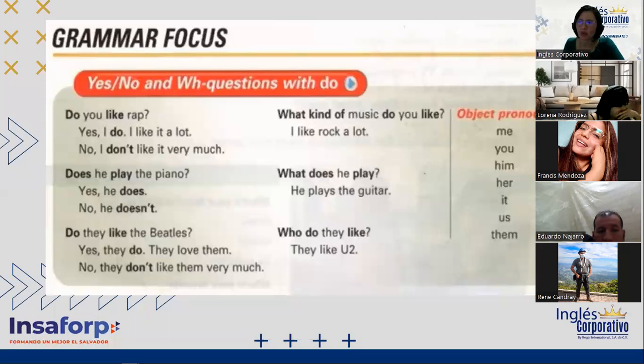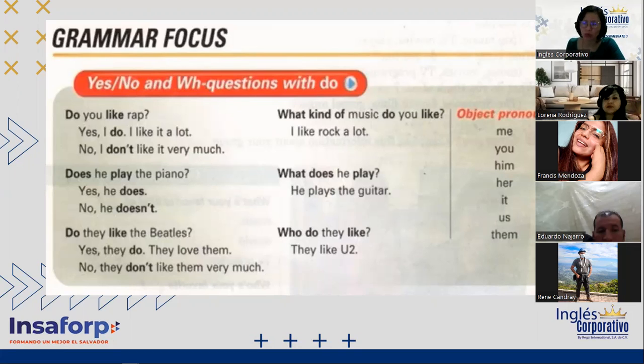Tenemos the question, right? Do you like rap? Does he play the piano? Do they like the Beatles, right? Yes, I do. In question one, right? I like it a lot. No, I don't. I don't like it very much. Yes, he does or no, he doesn't. And yes, they do. They love them. Or no, they don't. They don't like them very much.